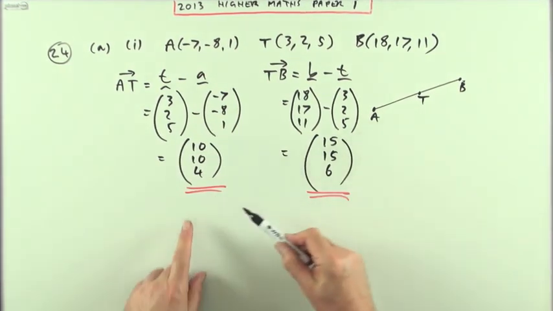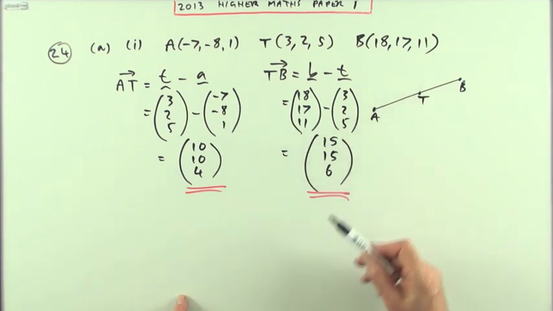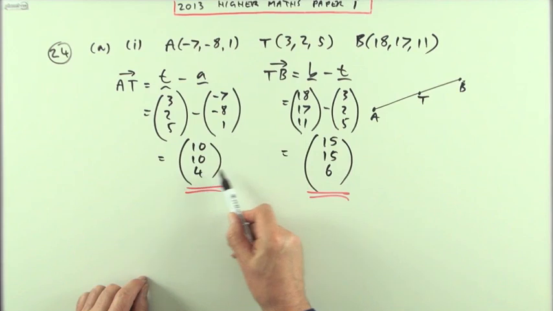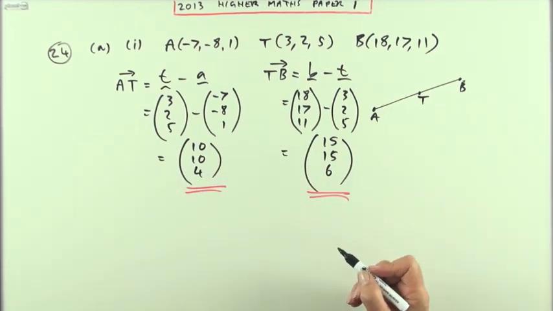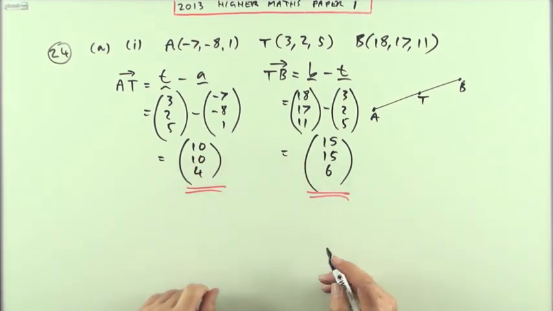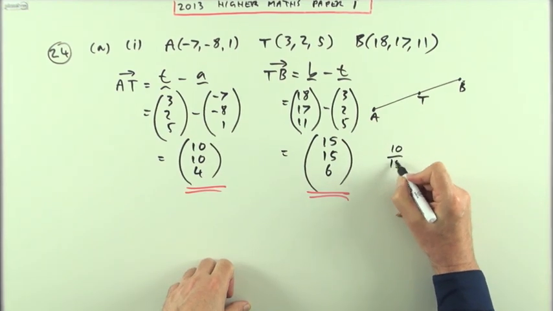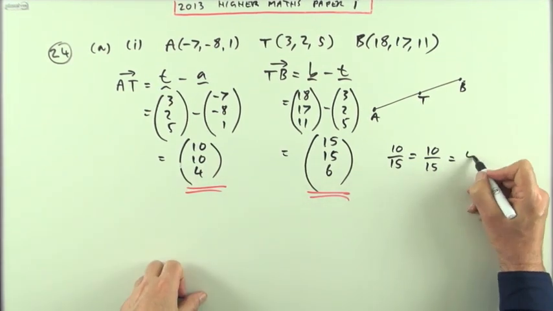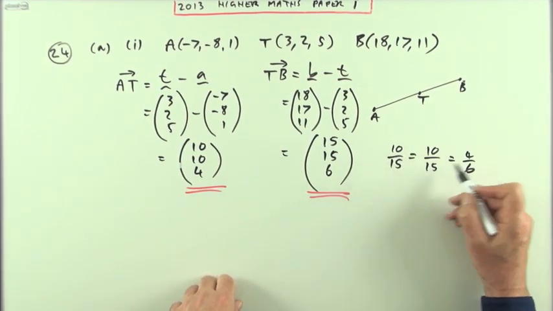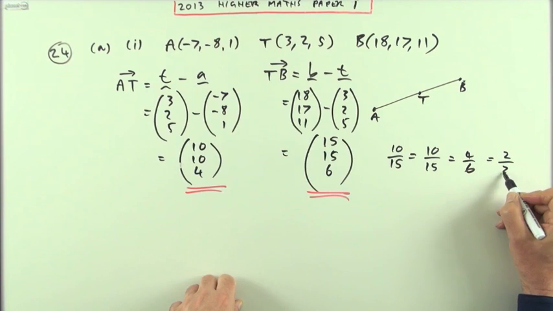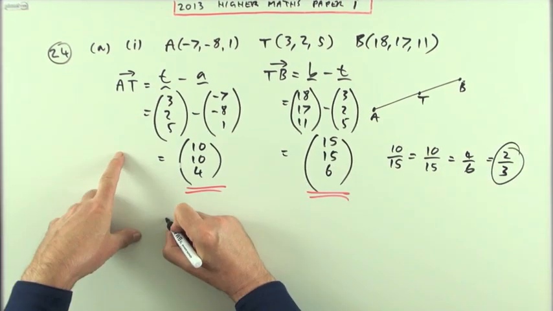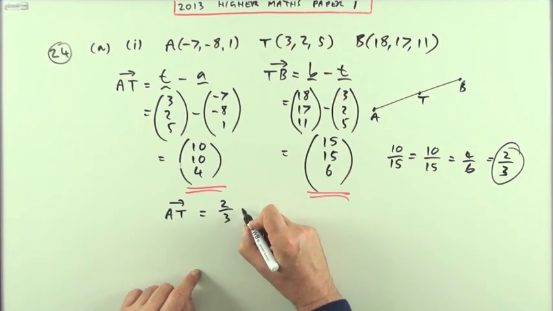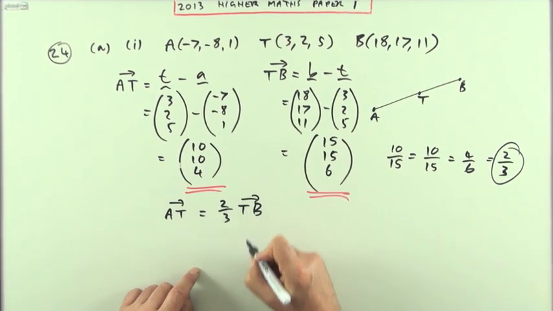So when it comes to the ratio part, you can see that this step is smaller than that step. Now, for them to be in the same ratio, all the corresponding components must be in the same ratio. I'll do the smallest first in this case. 10 over 15 has to be the same as 10 over 15. It must be the same as 4 over 6, and they all cancel down to 2 upon 3. So I can say that AT is 2 upon 3 times TB.